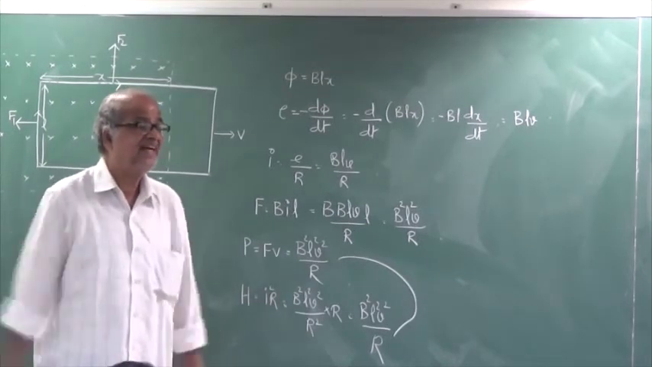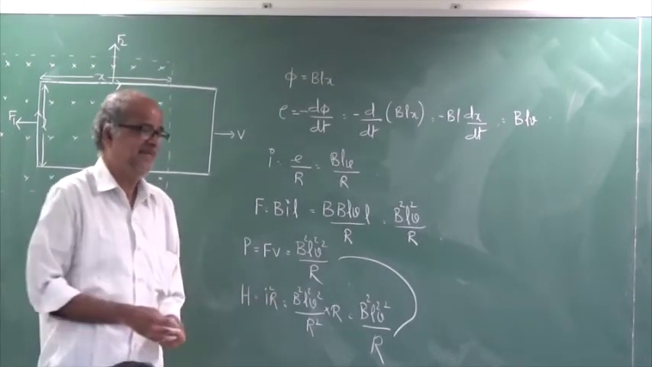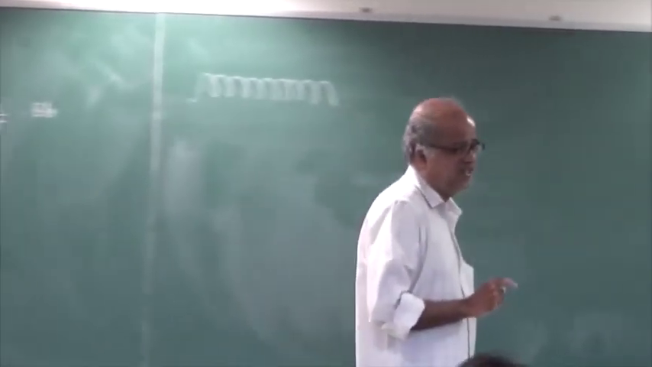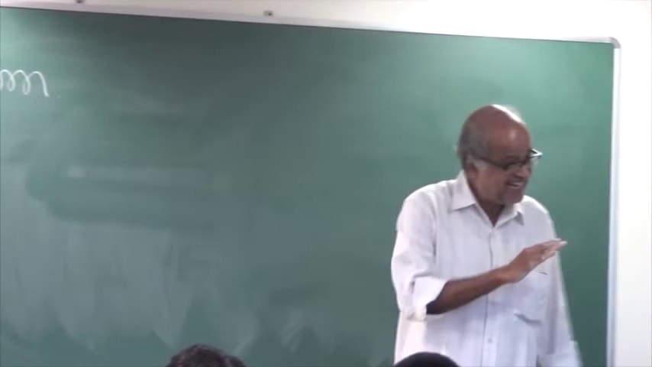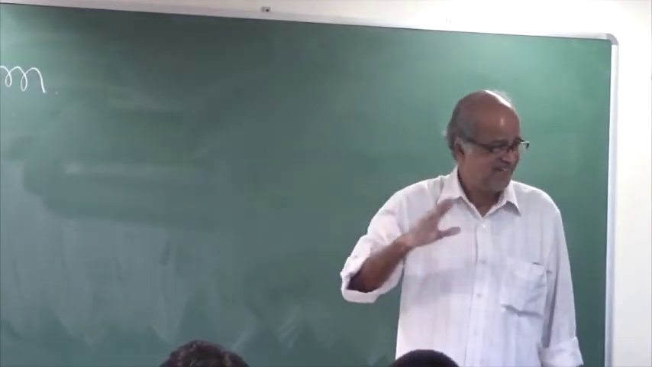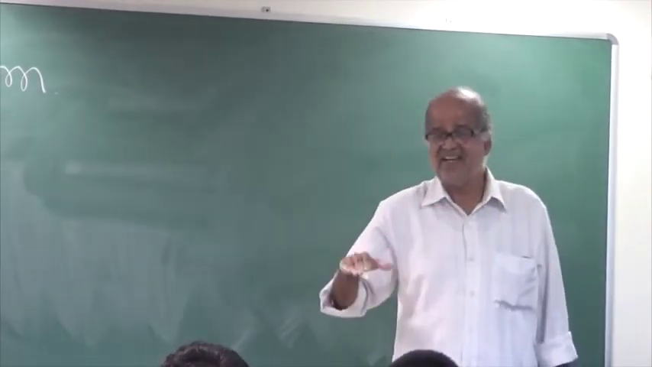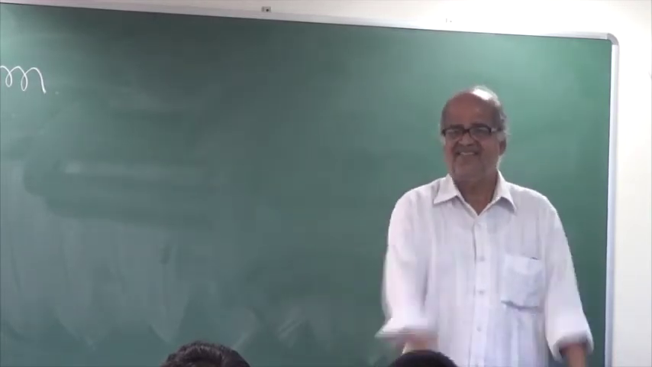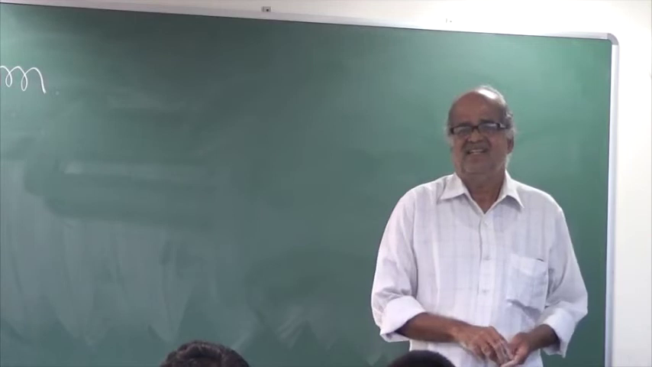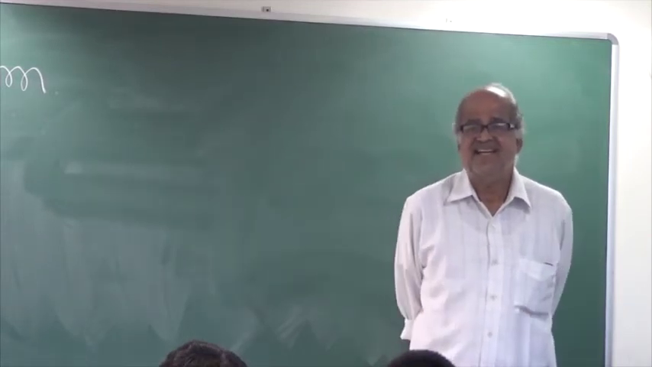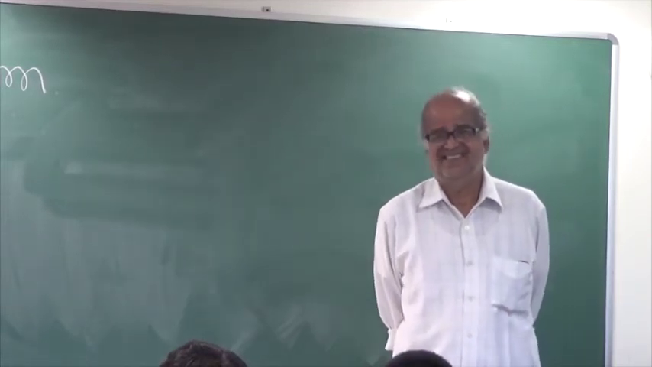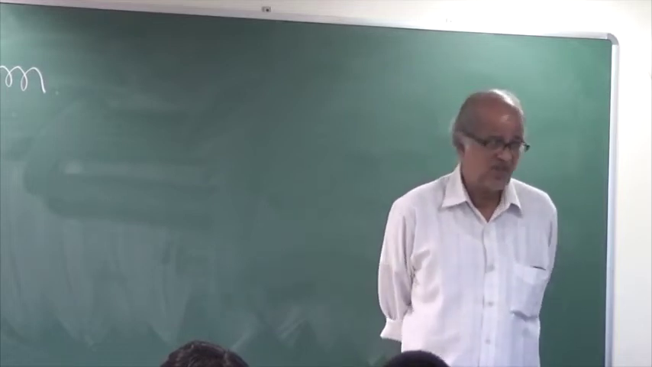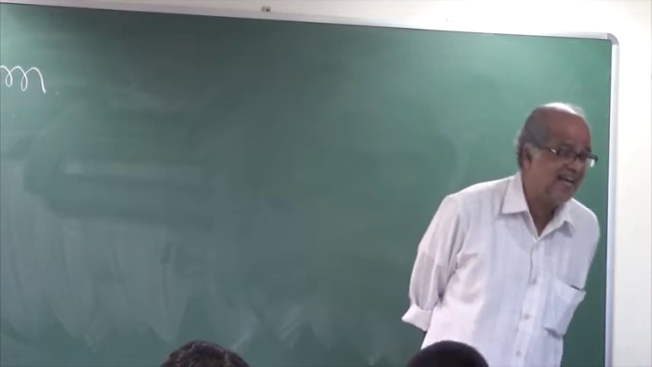It's called self-inductance. Remember it. The property of a coil by virtue of which it opposes any rise of current through it, or any decay of current through it, or any change of current through it, is what we call self-induction. The phenomenon is called self-induction and the property is called self-inductance. Remember.